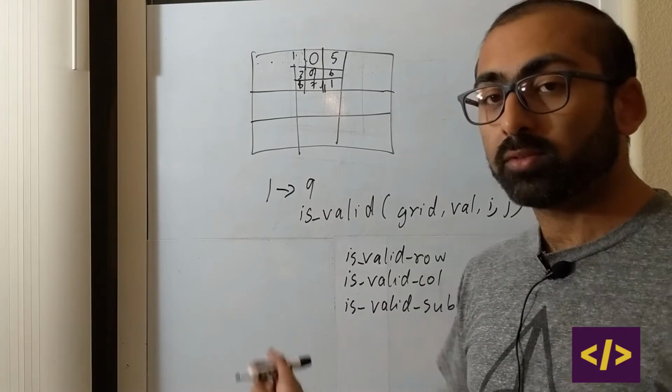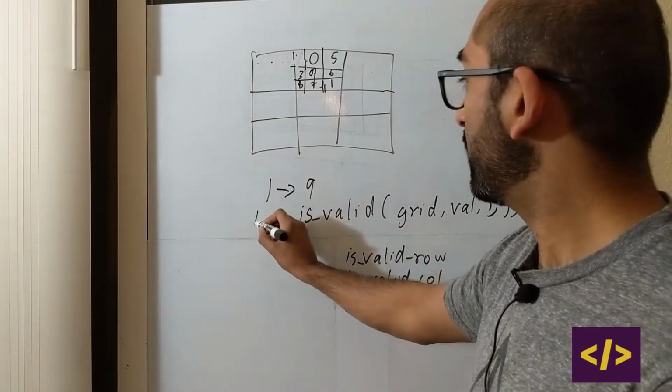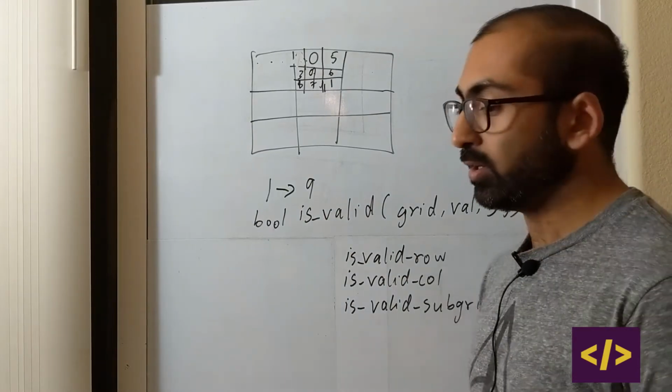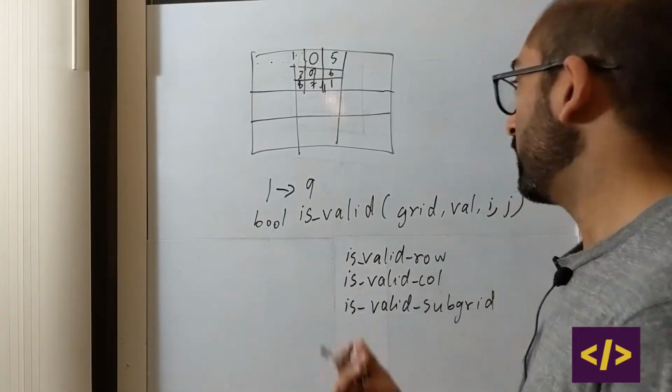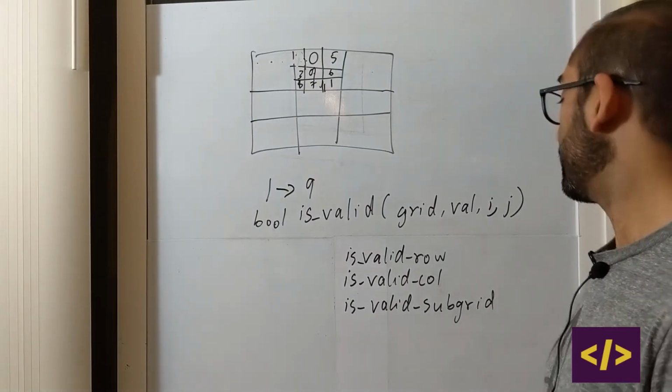Okay, now if all of these functions are satisfied, then this guy will return a boolean. He will say, okay, yeah, it's valid. You can keep going down the tray and down the stack.